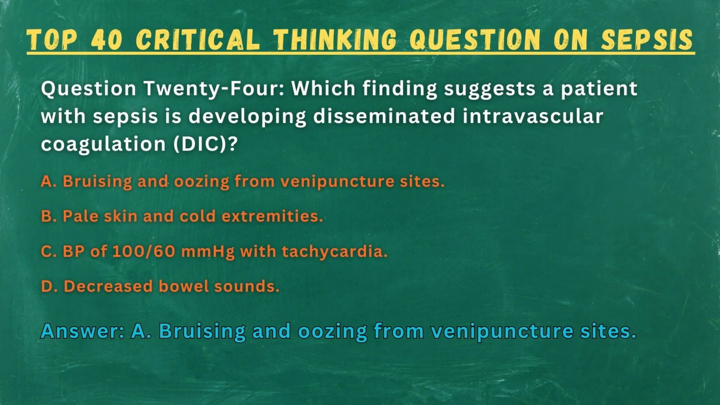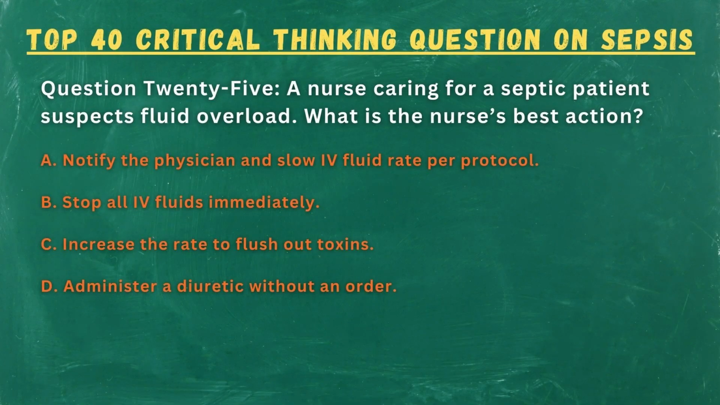Answer: A. Bruising and oozing from venipuncture sites. Question 25. A nurse caring for a septic patient suspects fluid overload. What is the nurse's best action? A. Notify the physician and slow the fluid rate per protocol. B. Stop all fluids immediately. C. Increase the rate to flush out toxins. D. Administer a diuretic without an order.